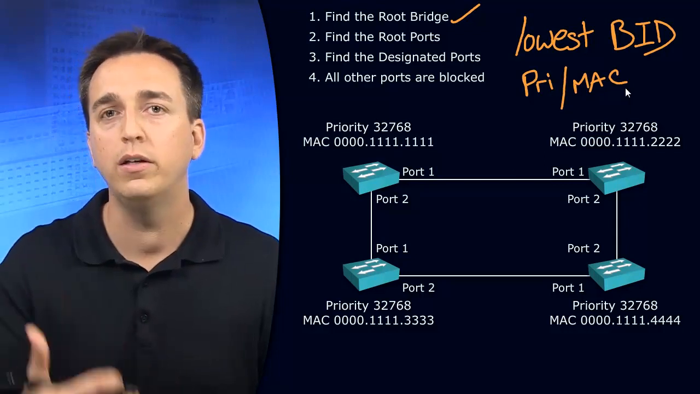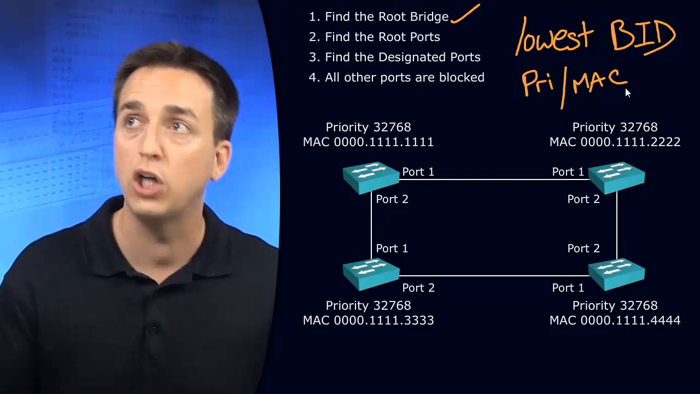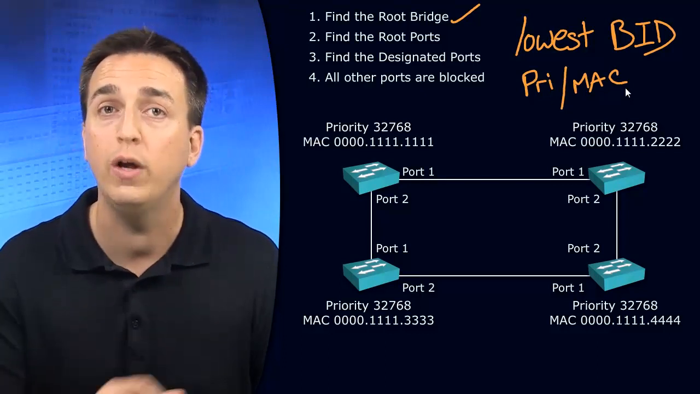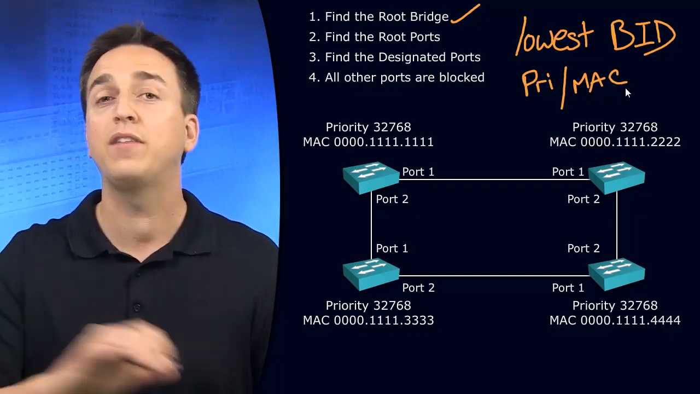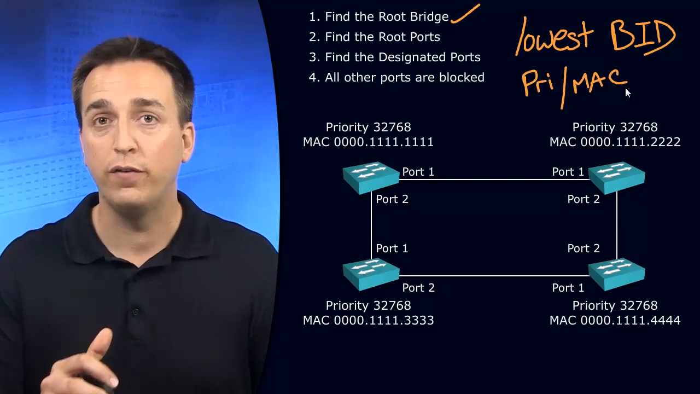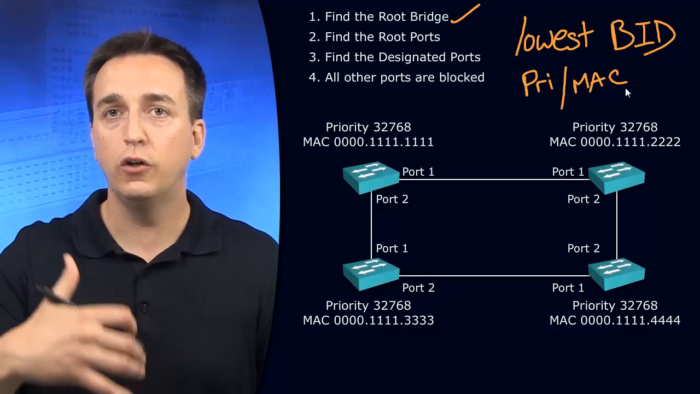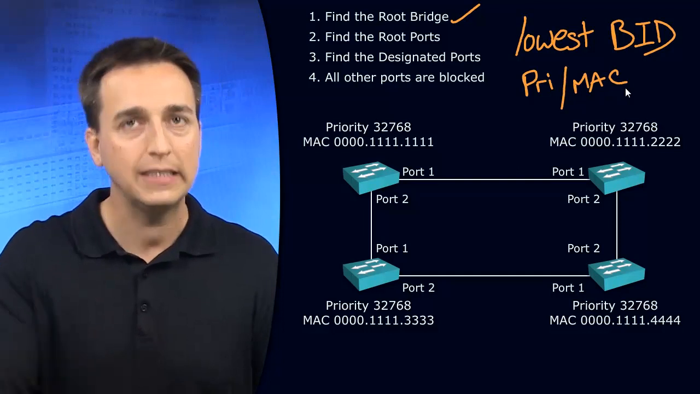So don't fall into the trap of saying, all right, so priority was tied. Now, based on all the switches, let's start looking at MAC addresses. That would only be true if the priority was tied amongst all the switches. Then you'd have to compare the MAC address of all the switches. So be careful there. As you're breaking ties, you're only breaking the tie for those that were tied with the lowest value. So let's examine this right now.